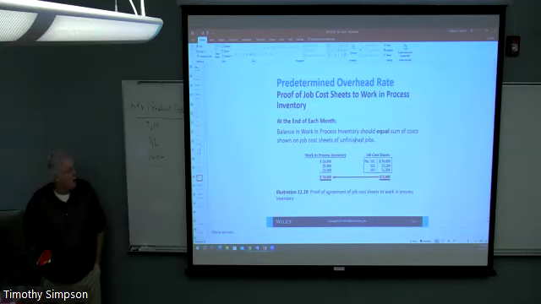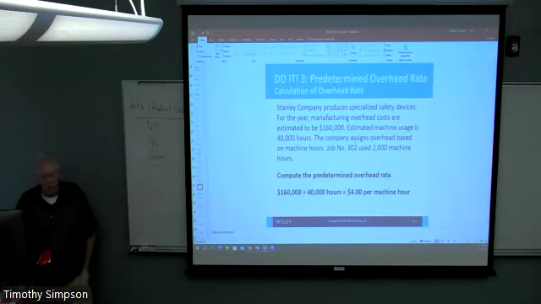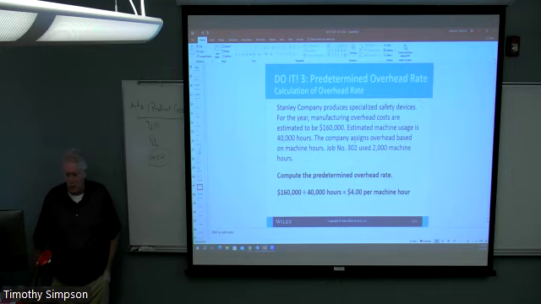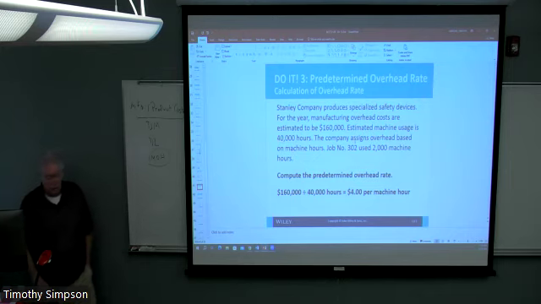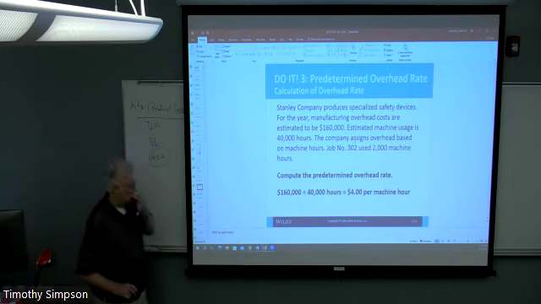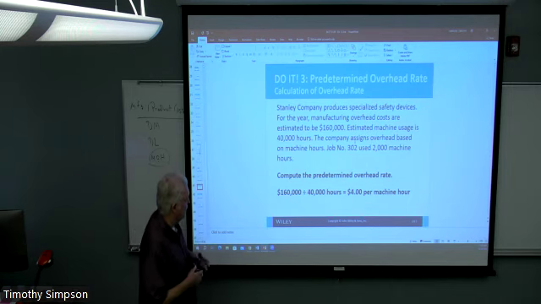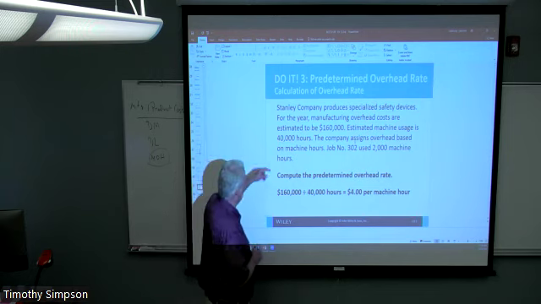Okay. All right. Before we move to the next learning objective, we'll talk about an example of Stanley Company. And this is a very simple example. These do not have to be overly complicated at all. Stanley Company produces safety devices for the year. Overhead costs 160,000. Estimated machine usage is 40,000 hours.